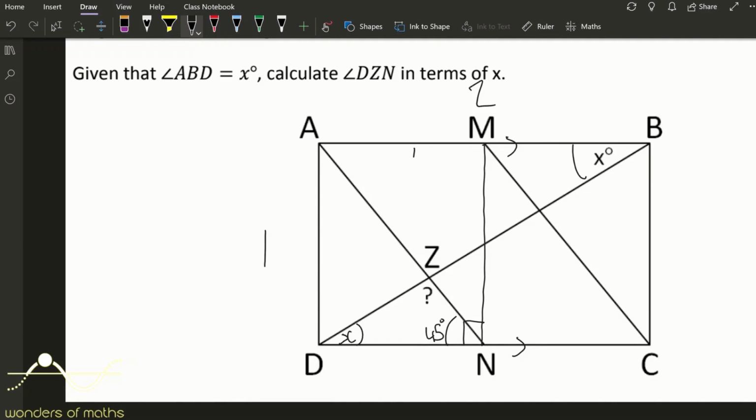We know that the sum of all of the angles in a triangle adds up to 180 degrees. So, x plus 45 plus, and we'll just call it question mark like they have, has to equal 180 degrees. So, question mark equals 180 minus 45 minus x, which is equal to 135 minus x.